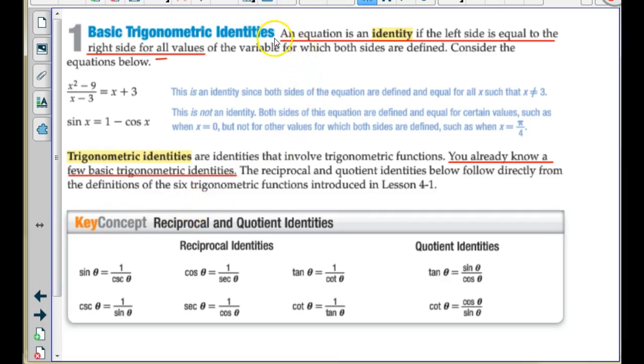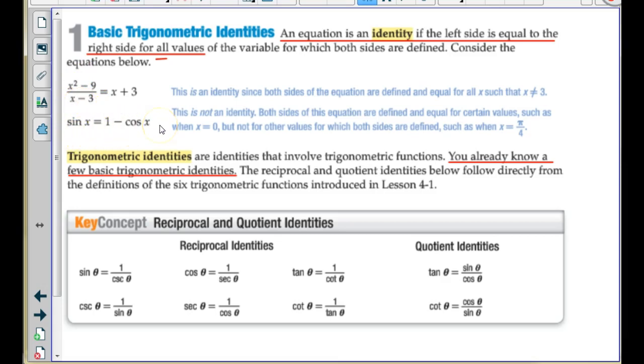All right. An equation is an identity if the left side is equal to the right side for all values of the variable for which both sides are defined. That's kind of specific. It's just saying that, like this question, x squared minus 9 over x minus 3. If you factored the top and simplified, it would become x plus 3. And that works because it's defined for everything except x equals 3.